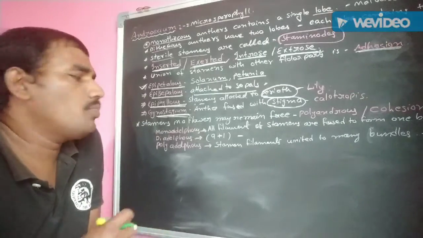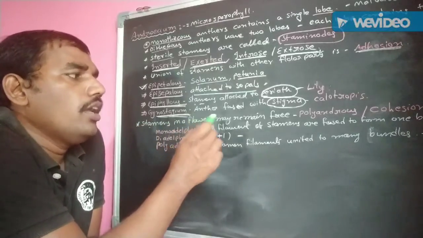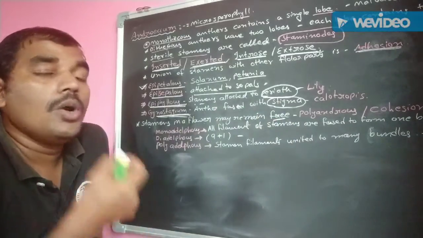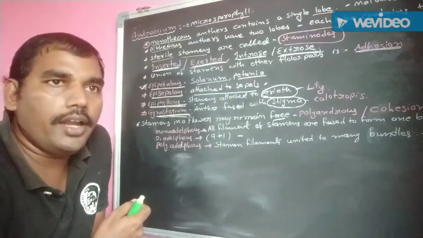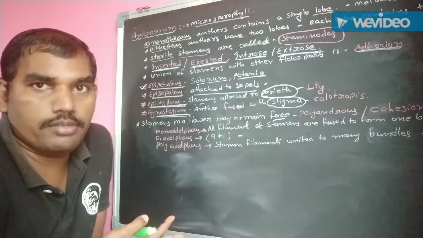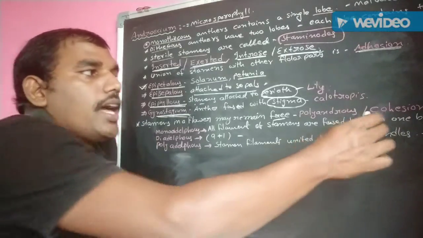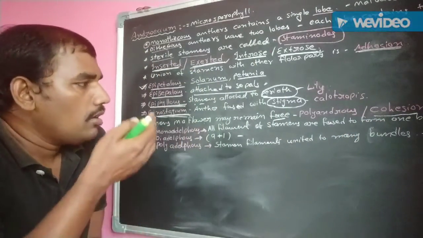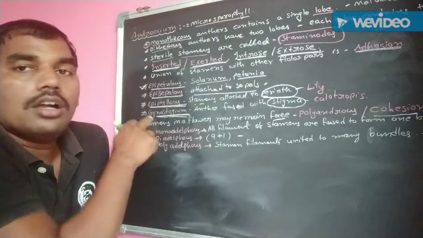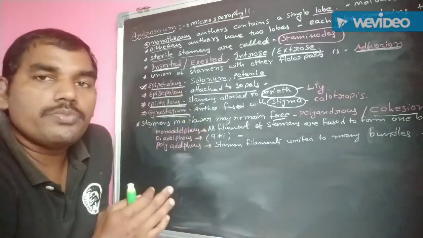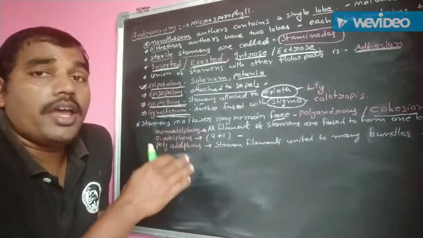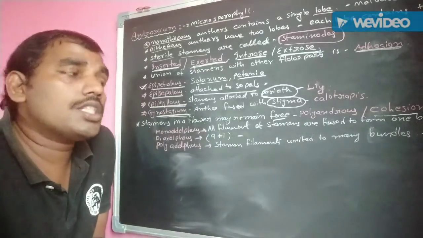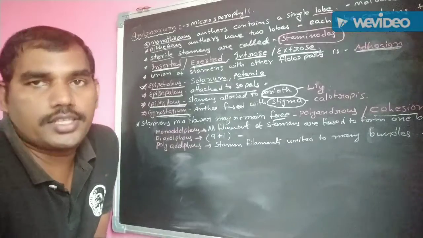Another important point: stamens in a flower may remain free, which is known as polyandrous. They may also be fused with one another, which is called cohesion. Cohesion means stamens are fused. Polyandrous means what? Stamens are remaining free. Stamens free is polyandrous; stamens fused is called cohesion.